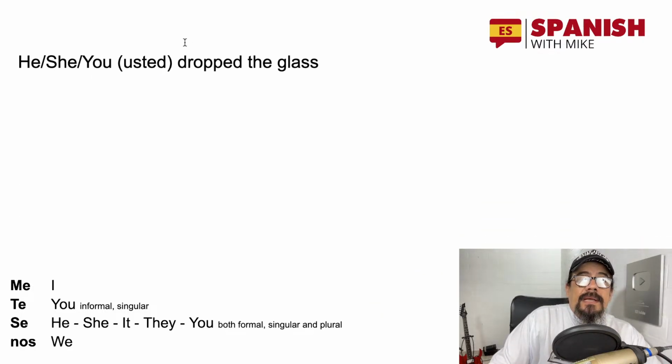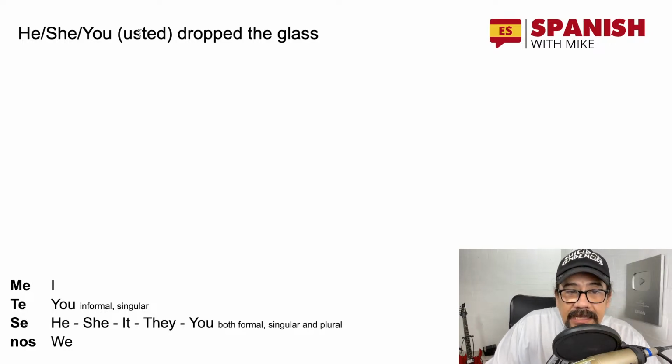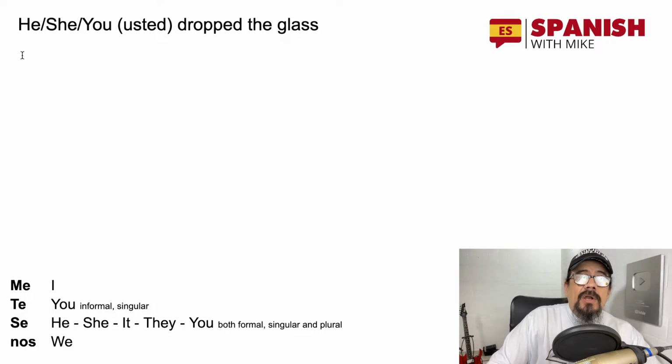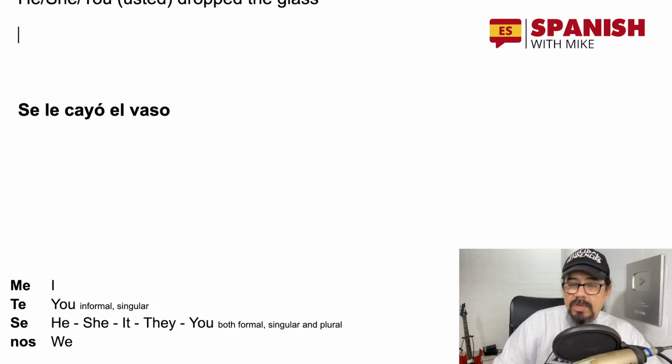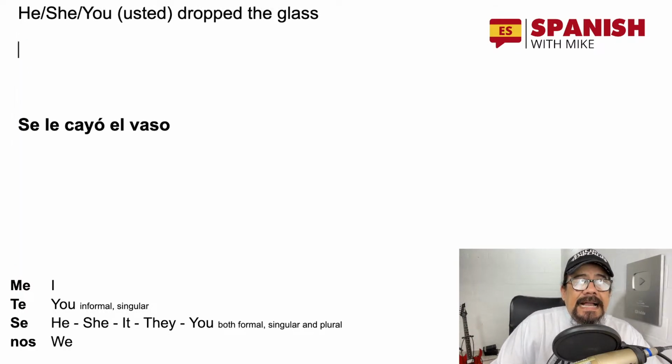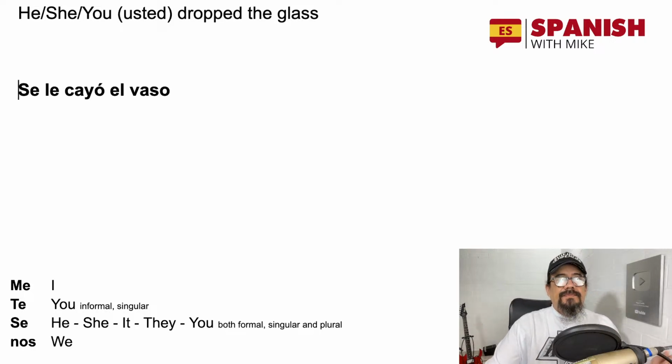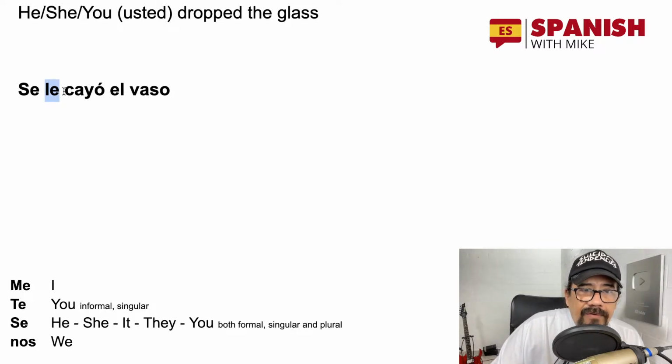Let's go with he, she, you, as usted dropped the glass. Is that an accident? Of course, unless you did that on purpose. So we go with se le cayó el vaso. Se, then the reflexive pronoun for he, she, or you, usted, which is le. Cayó because vaso is singular, third person.